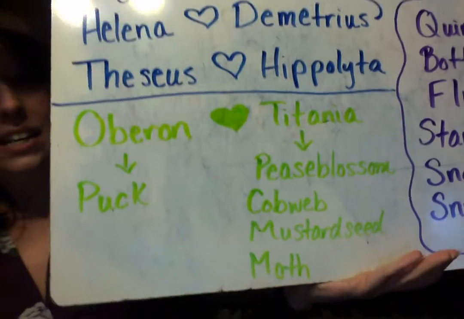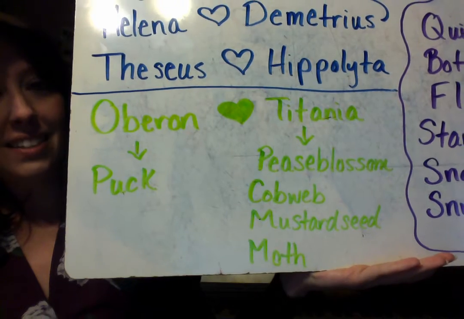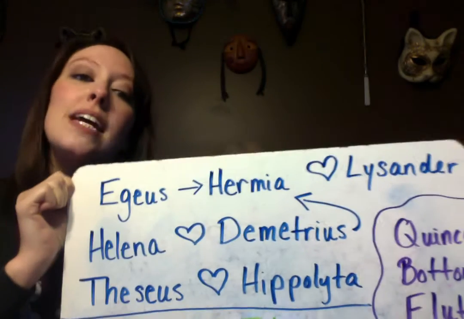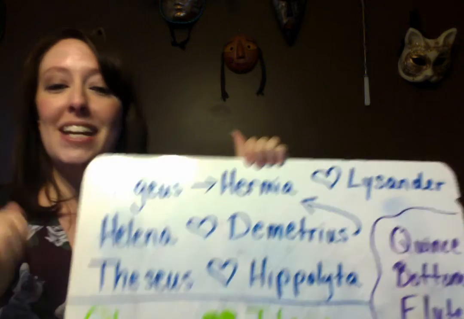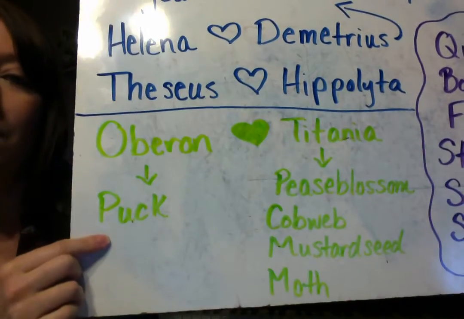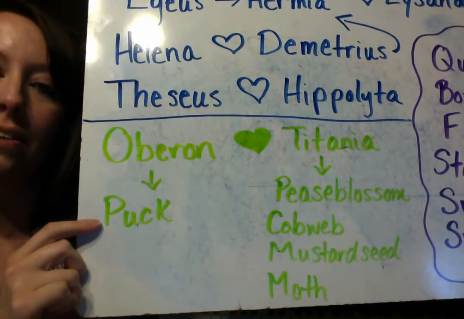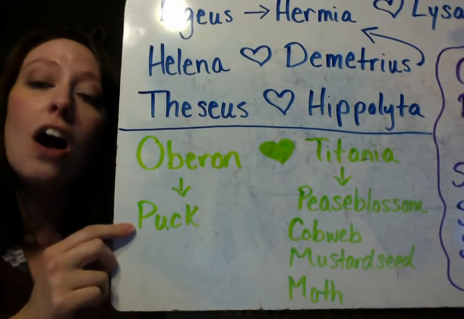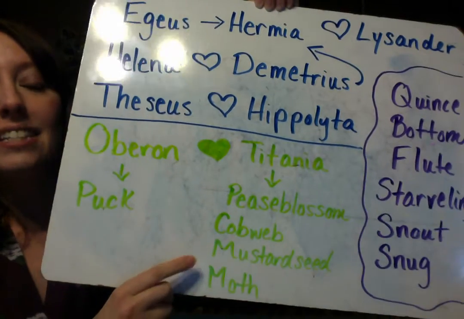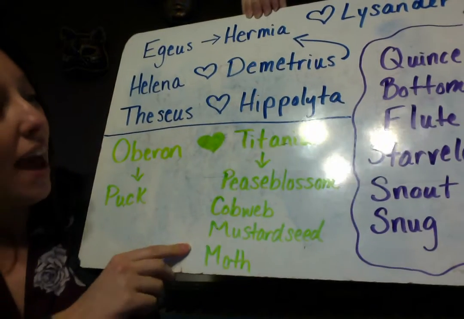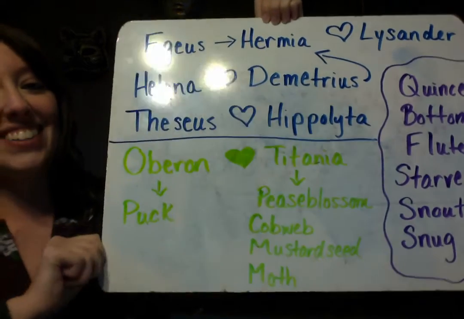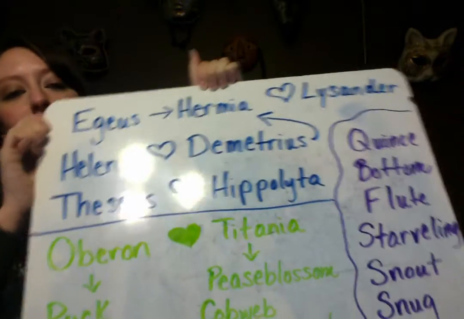Then in green, we have some of our fantasy characters with Oberon and Titania. They are the king and queen of the fairies. So we're pulling in our fantasy characters here with the fairies. Puck is Oberon's servant. He's very mischievous. He's going to cause a lot of problems in the play. And then Titania has lots of fairies that help her. We have Peace Blossom, Cobweb, Mustard Seed, and Moth. So creative names there for our fairy characters.